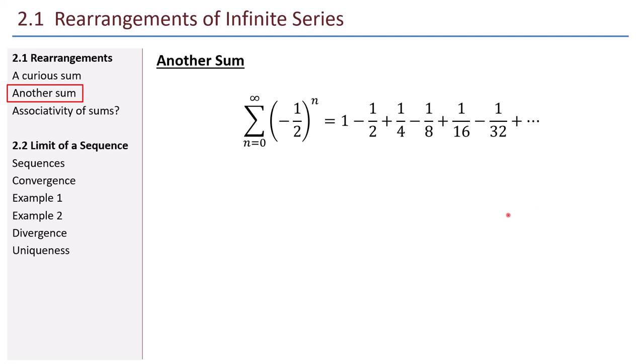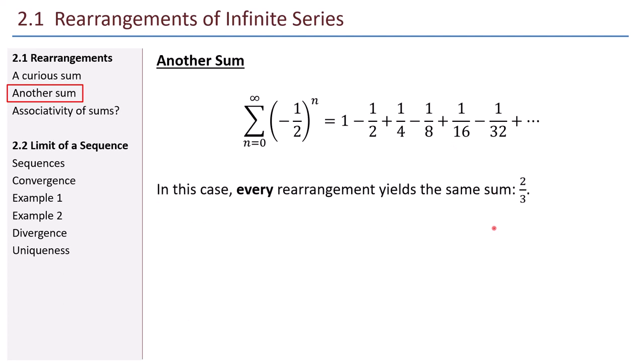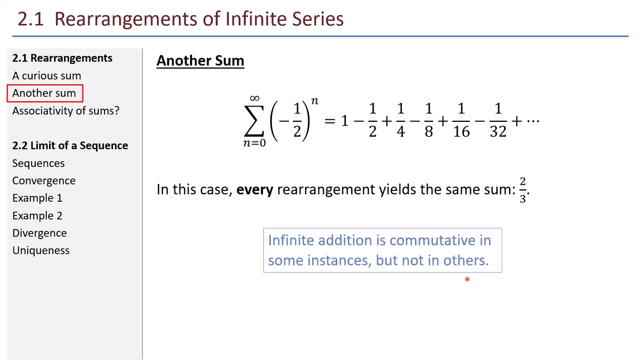Here's another example. The summation n goes from 0 to infinity of the powers of negative 1/2. So 1 minus a half plus a fourth minus an eighth plus a 16th, and so on. It turns out that in this case, every rearrangement yields the same sum, 2/3. No matter how I flip these terms around, the sum will always be 2/3. So what's going on? Infinite addition is commutative in some instances, but not others. Part of what we'll do is try to answer the question, what's the difference? How do I know if an infinite sum depends on the order of its terms?